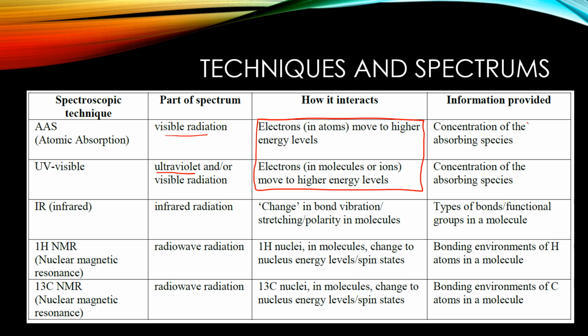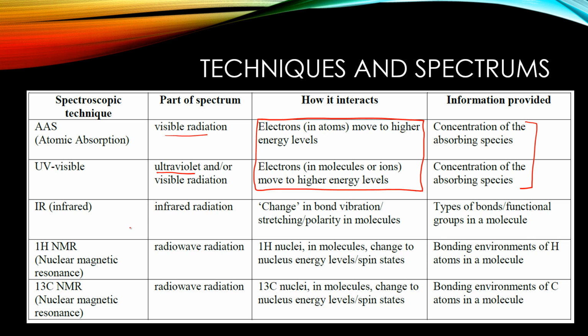And what that can do is that can actually tell us about the concentration of an absorbing species or an absorbing component within a mixture of components. So we can actually have a sample mixture with different components in it, but we can actually measure the amount of a specific component by looking at its ability to absorb specific parts of the electromagnetic spectrum.